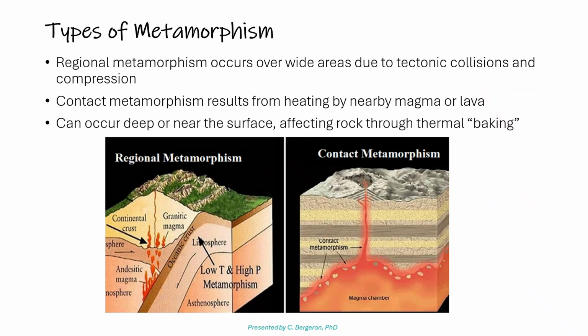There are two types of metamorphism. You have contact metamorphism and regional metamorphism. Regional metamorphism occurs over a wide area of the crust. It can be hundreds to thousands of kilometers across. And this typically results from the collision and compression of tectonic plates.